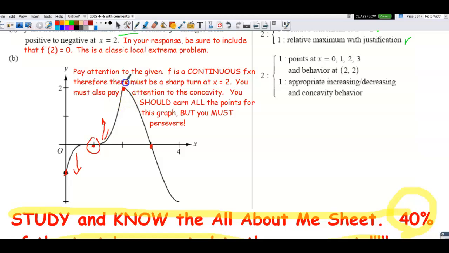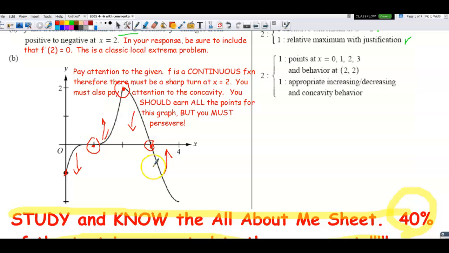Now remember that they told us in the chart, in the table, that the first derivative is not defined at x equal to 2, but f is continuous, so that means there can't be a vertical asymptote there, so there has to be a sharp turn. And then the first derivative is negative in the next region, and the second derivative is also negative, so we need to decrease and be concave down. The second derivative changes to positive after 3, so the graph is concave up.